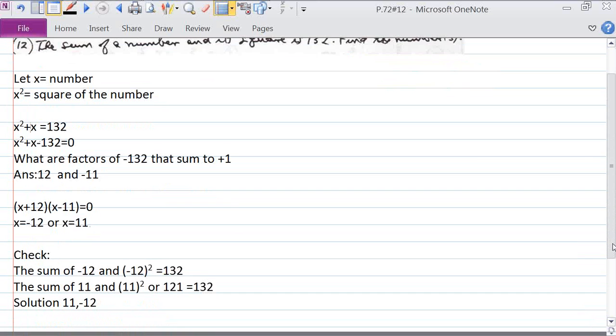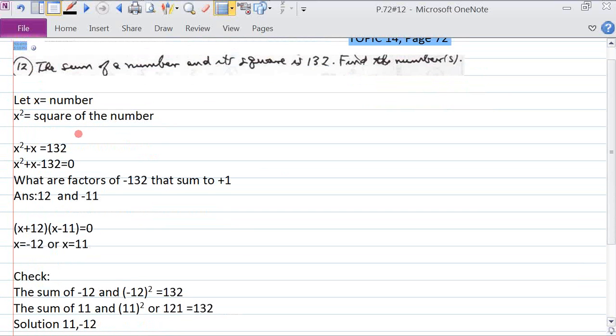Okay, here we have let x equal the number. X squared is the square of the number. We're looking for the sum of a number and its square, which is 132. So we let x equal the number, and x squared equals the square of the number. We have x squared plus x minus 132 equals 0. What are the factors of minus 132 that sum to plus 1? The answer is 12 and minus 11.